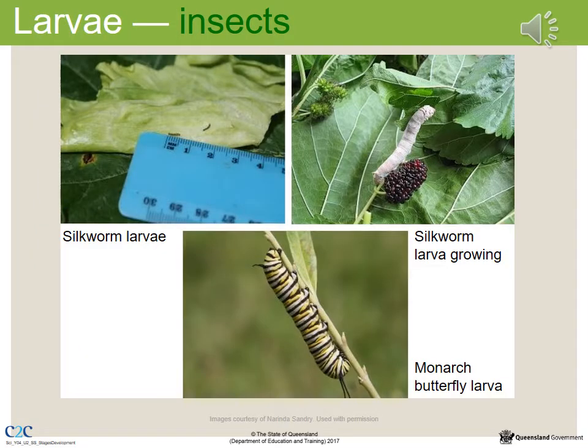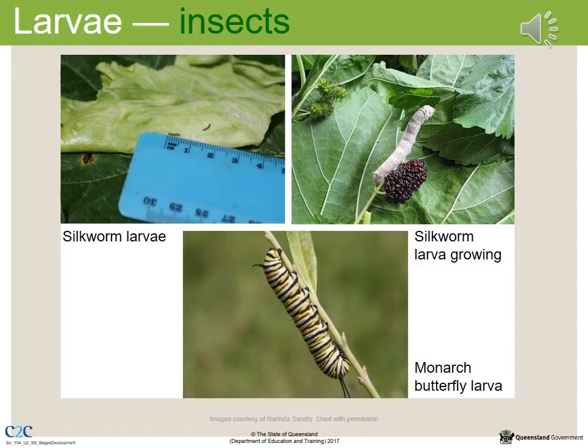Now we're going to have a look at some larvae. This is an insect larva. So larva is the stage of when it's just come outside of its egg up until it turns into the adult phase or that pre-adult phase.